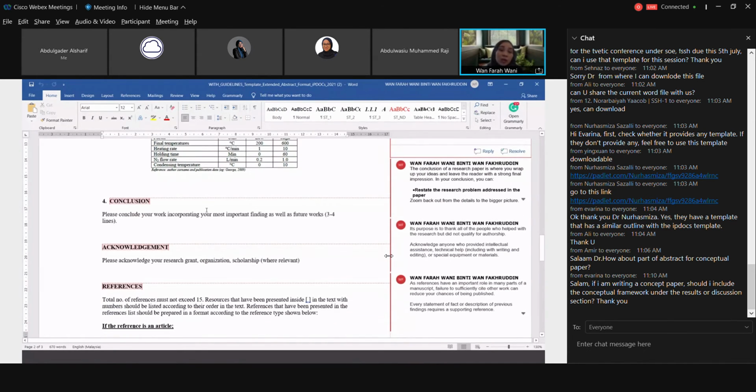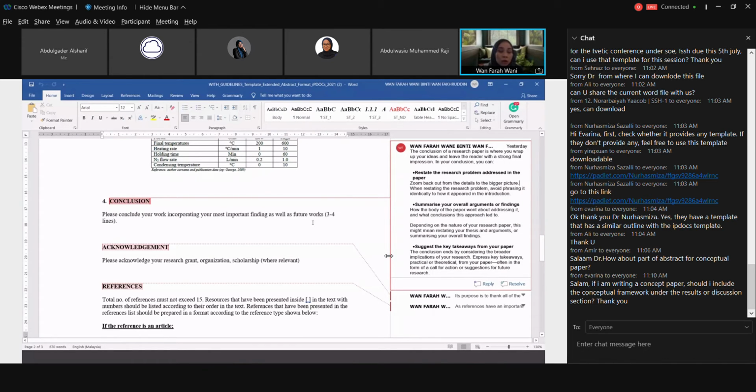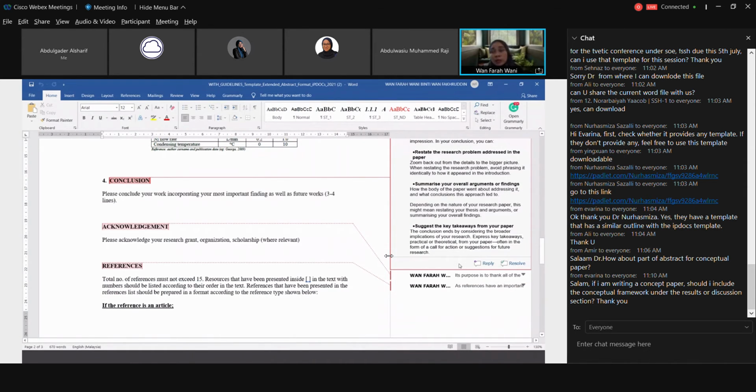So try your best to fit it in and test whether you can understand it. Have another person read your work, then you get feedback from other people. And then in the conclusion, you restate your research problem and your research question, and then you highlight your findings. It is also important to suggest key takeaways from your paper, probably the theoretical, pedagogical, or methodological implications. You can put that in your conclusion.